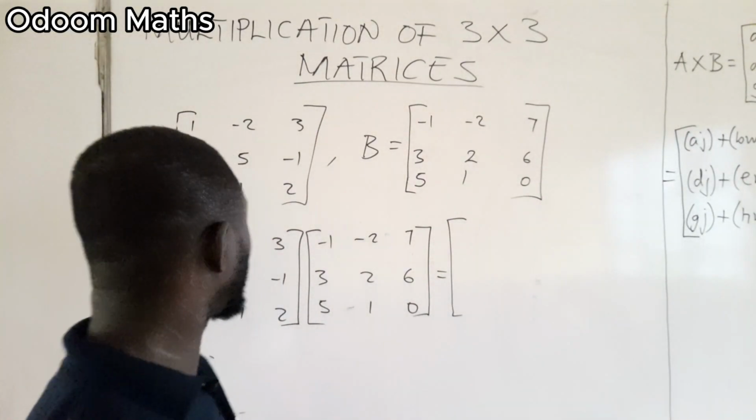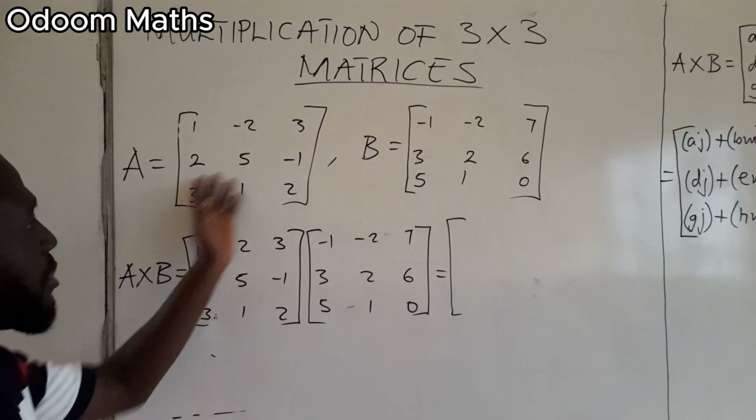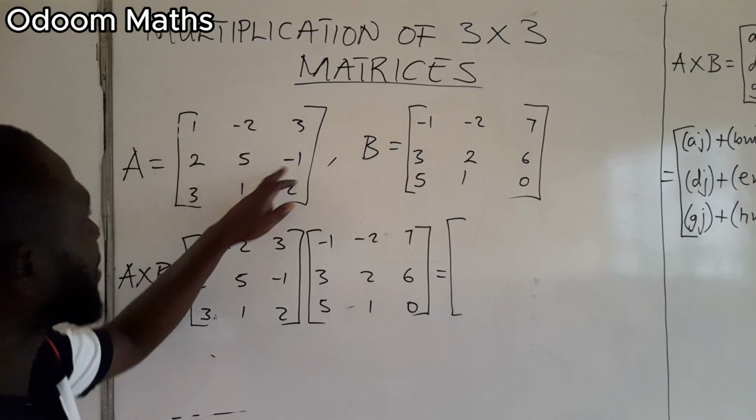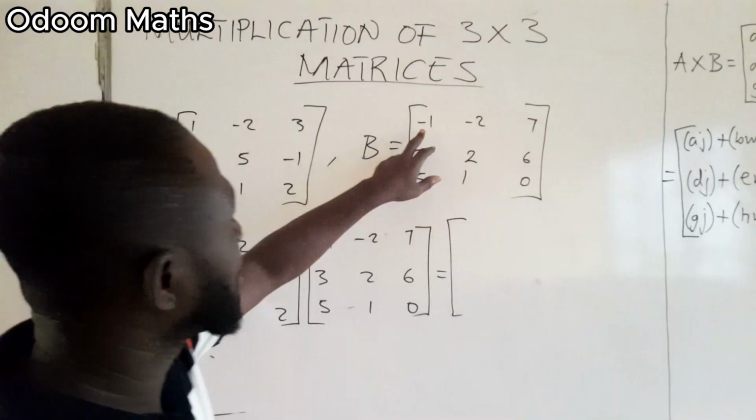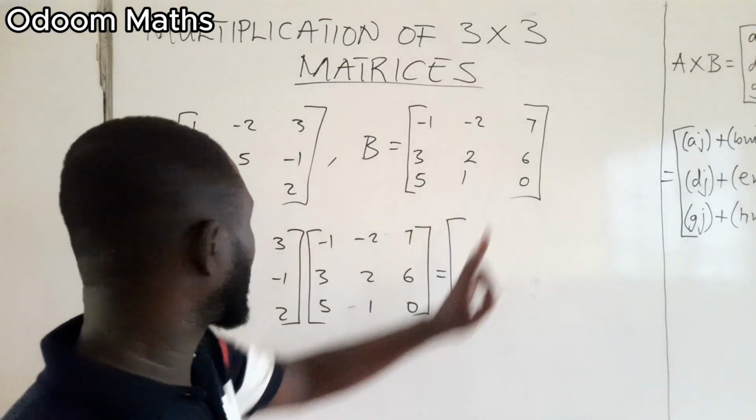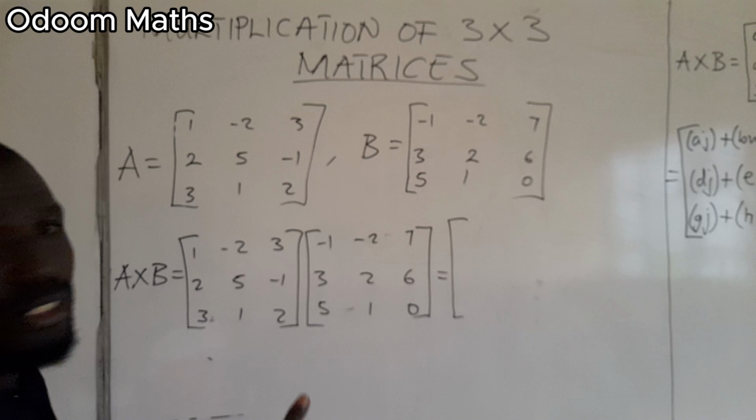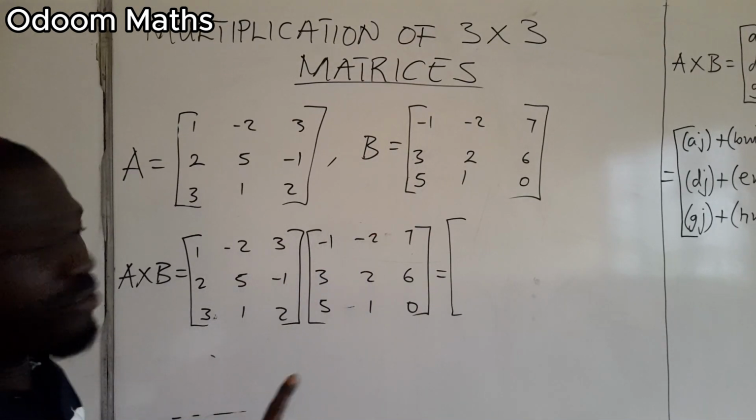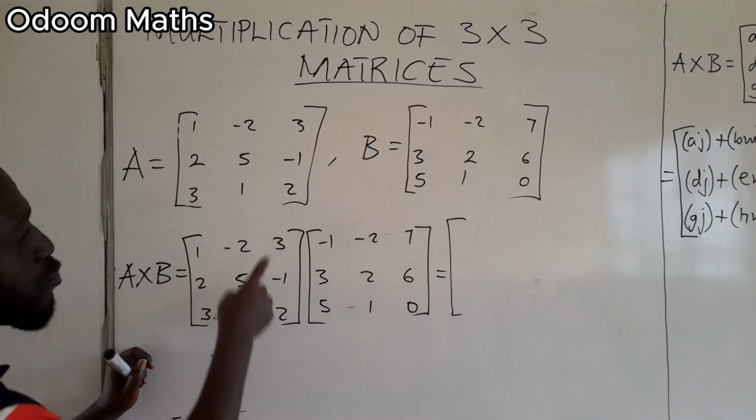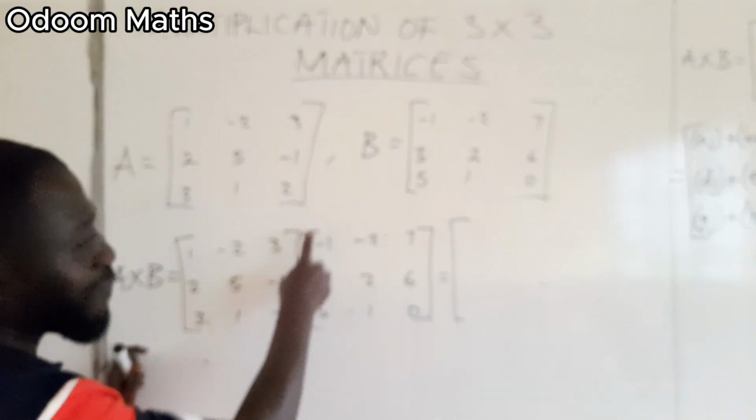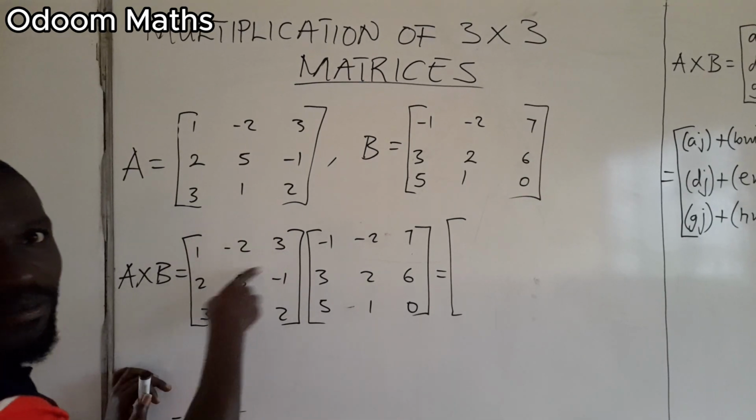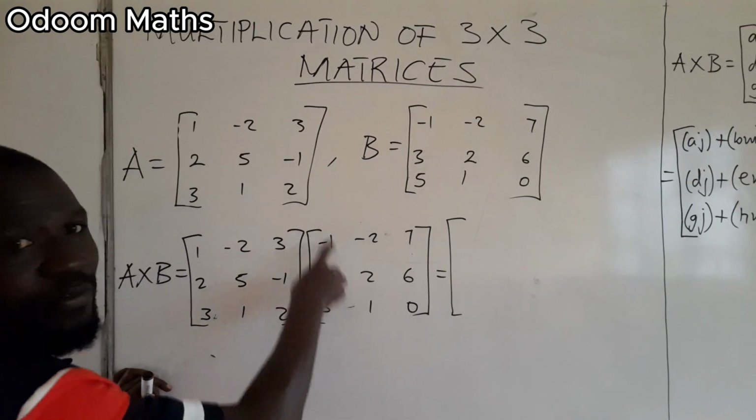Okay, so let's look at this example. We are to multiply these two matrices. A is 1, negative 2, 3; 2, 5, negative 1; 3, 1, 2. And then B is negative 1, negative 2, 7; 3, 2, 6; 5, 1, 0. Okay, so we are going to use the same approach we used with the variables to multiply this. Now I said we take the first row of the first matrix to multiply the first column of the second matrix.